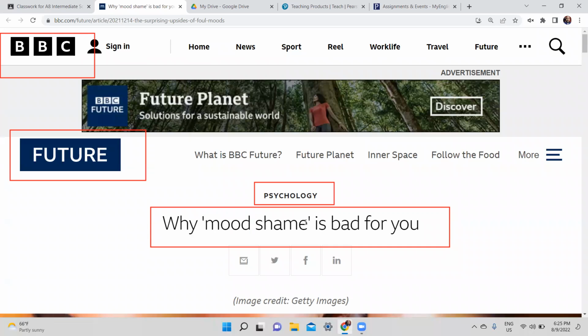All right. So when you feel bad because of some emotions that you have, that is bad for you. Okay. When you don't accept your emotions, that is bad for you. Right. When you feel bad because you are angry, because you are sad and you want to be happy all the time, that's bad for you. Right. So that's going to be mood shame.